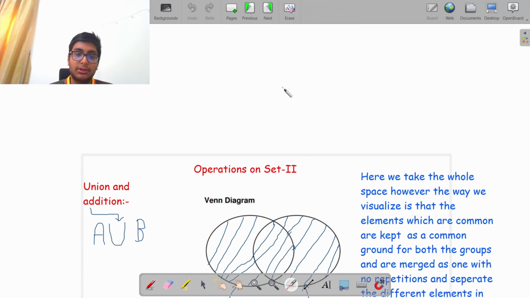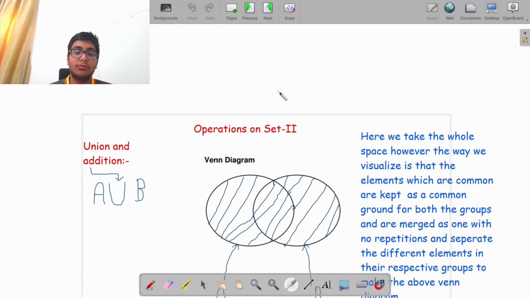Now what we'll start with is the first operation on sets, union and addition. Now hear me out when I say that union and addition are two completely different things, and I'll show you the catch to it in a few minutes. But first, let us get a basic understanding of what addition is, because a lot of people get confused with the basics of addition and don't know what it means in set theory.